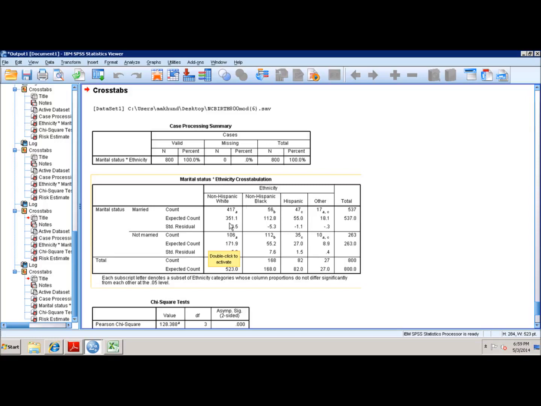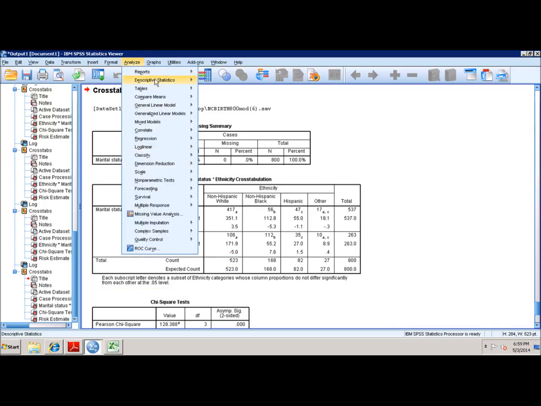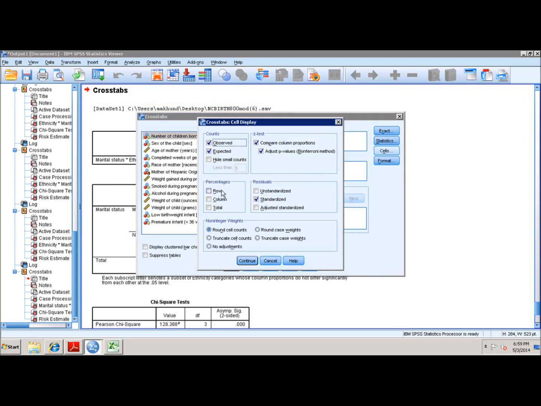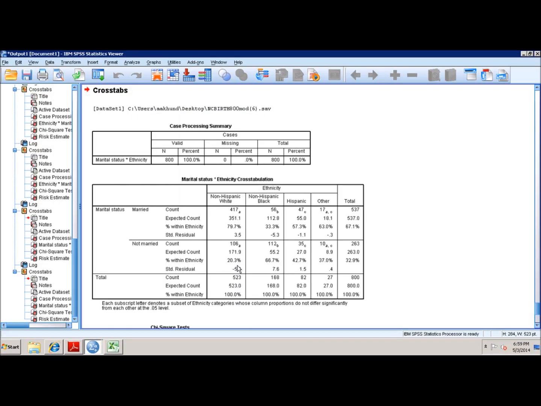Now, to make this table even more informative, we can have the percentages, the proportions, listed for us here. We can click percentages here, click on column, click continue, click OK. So this is saying within non-Hispanic white, the proportion that are married is 79.7. Within non-Hispanic black, the proportion married is 33.3. Within Hispanic, the proportion married is 57.3. And within other, the proportion that are married is 63.0.